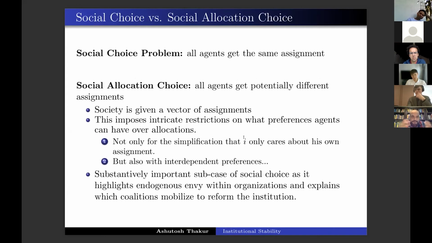And how does this compare to normal social choice? Well, in social choice, all agents are getting the same exact assignment. In this case, the object is a vector of assignments where each of us is getting different seats. And this is going to impose intricate restrictions on what preferences agents can have over the allocations. So it's going to be a subcase of social choice, but I think one that's substantively important and highlights endogenous envy within organizations and so forth.